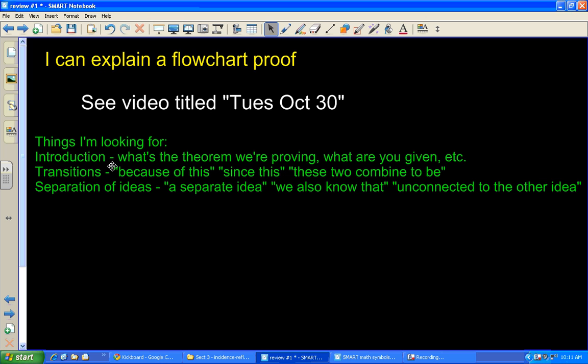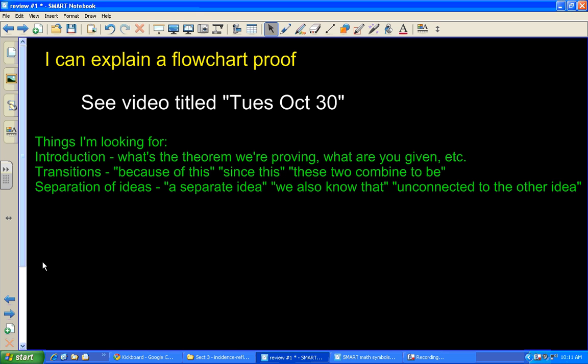I'm really looking for a lot of transition words. I know you've had language arts classes that have talked about transition words, right? First, second, third, next, therefore, because of. You know, things that you'll be using a lot because of this. Since this is true, these two ideas combine to be something else.